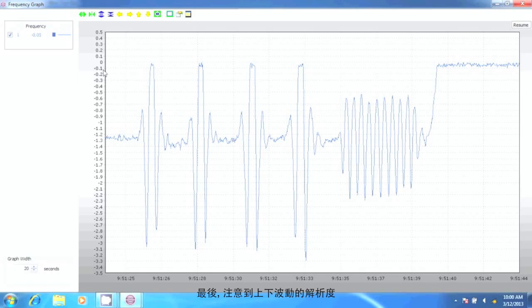Lastly, notice the amplitude resolution. The full amplitude of the strain is only 2 or 3 microstrain, but the signal-to-noise ratio is excellent.